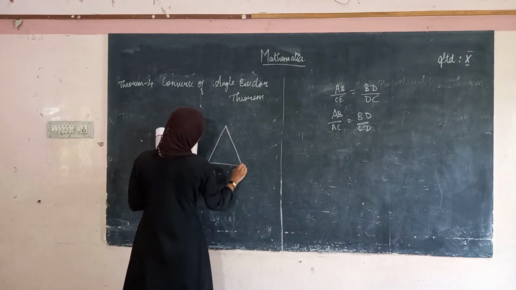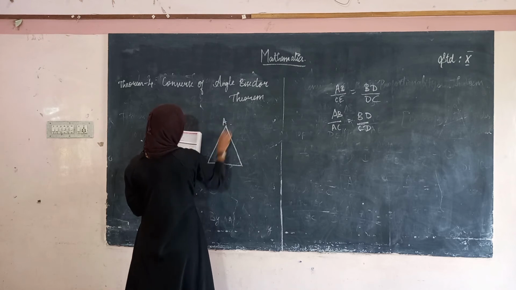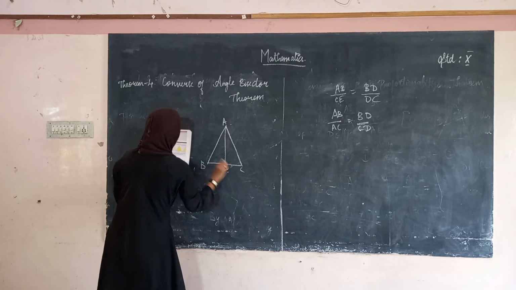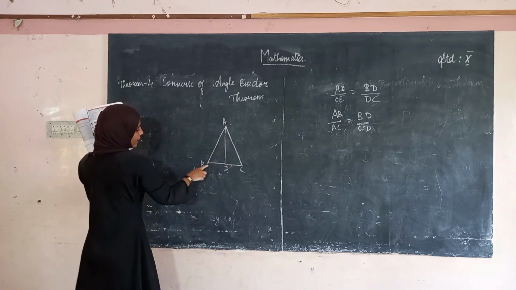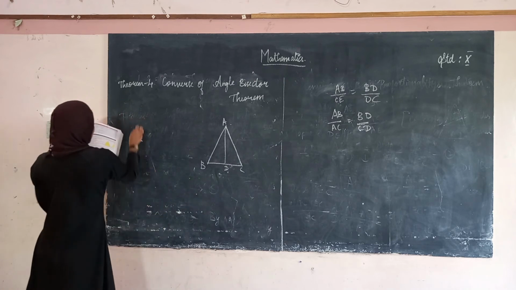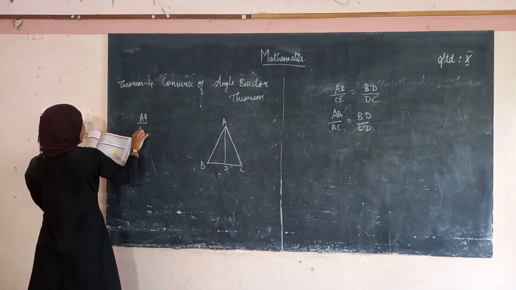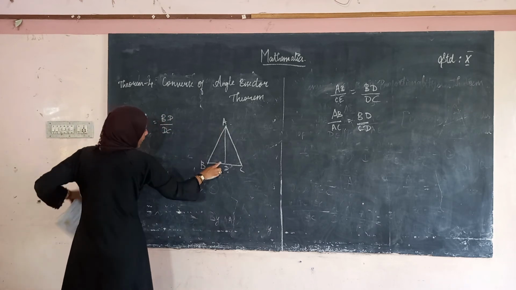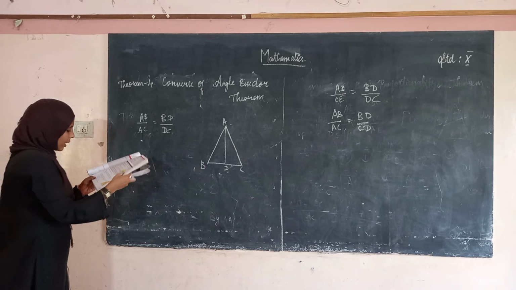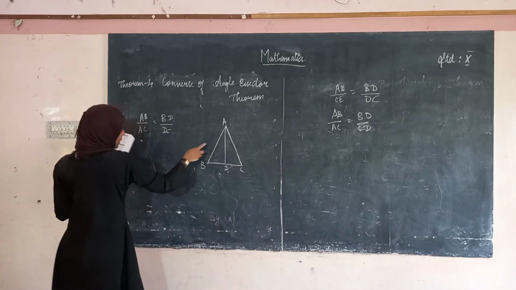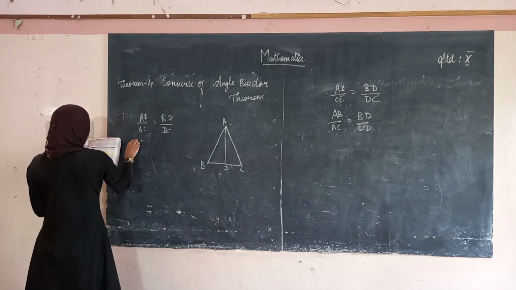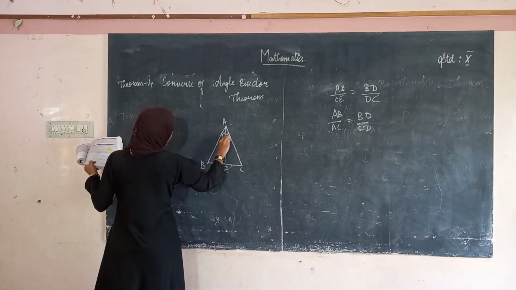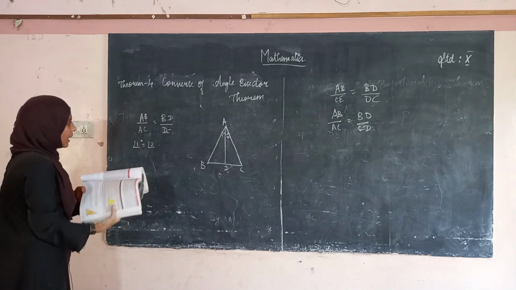So, A, B, see, if this is a straight line, so this is D. If it is dividing the other side in the ratio that AB divided by AC is equal to BD divided by DC, we have to prove that AD is the internal bisector. That is, AD is the internal bisector means angle 1 is equal to angle 2. This is 1 and this is 2. We have to prove that angle 1 is equal to angle 2.